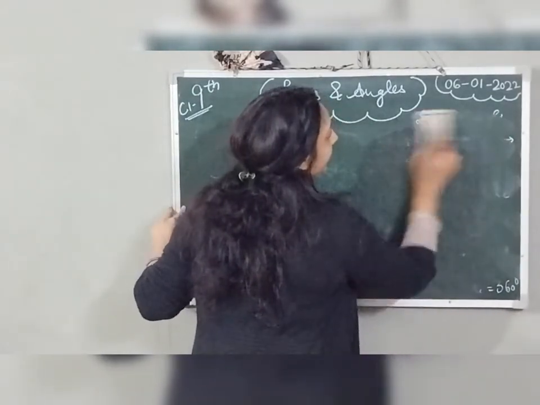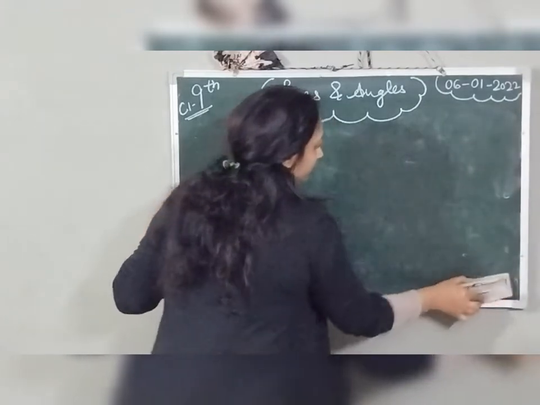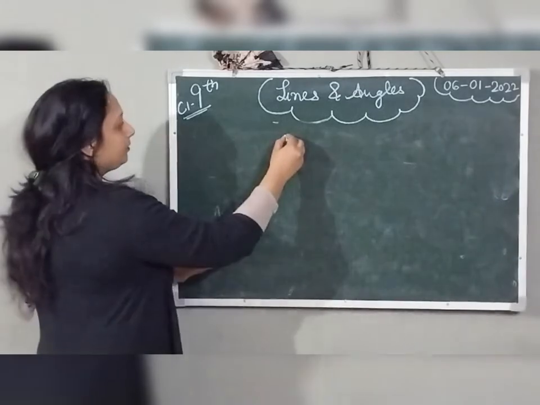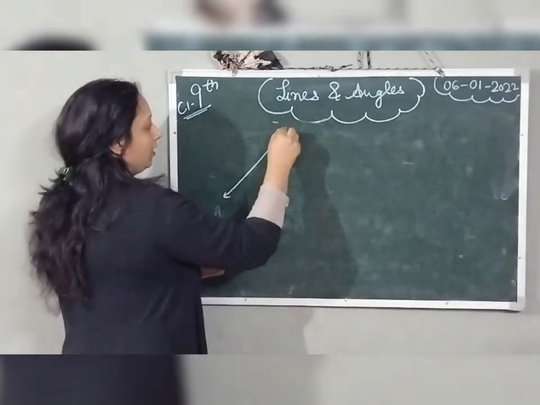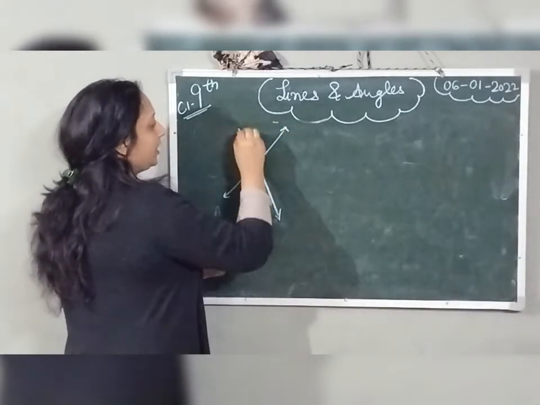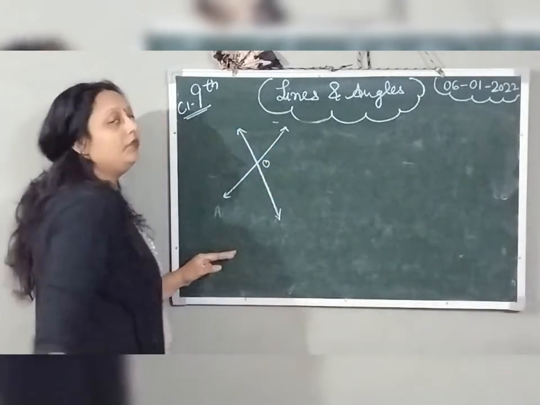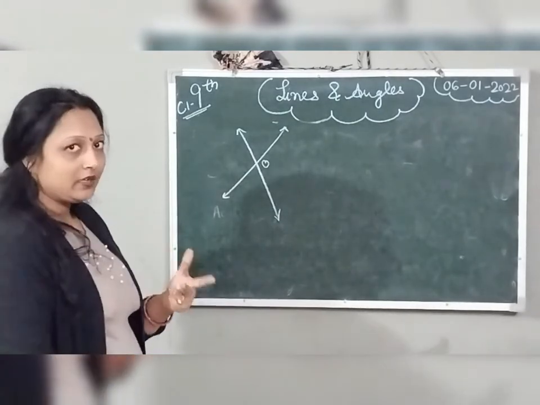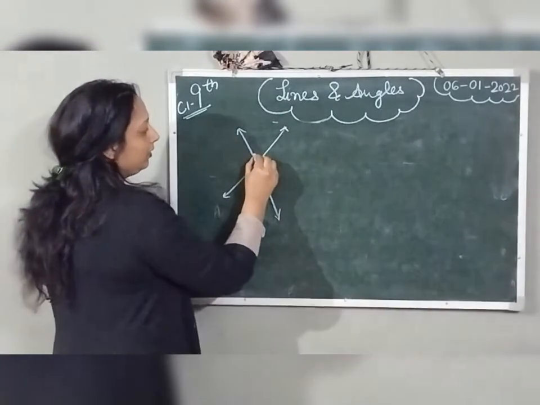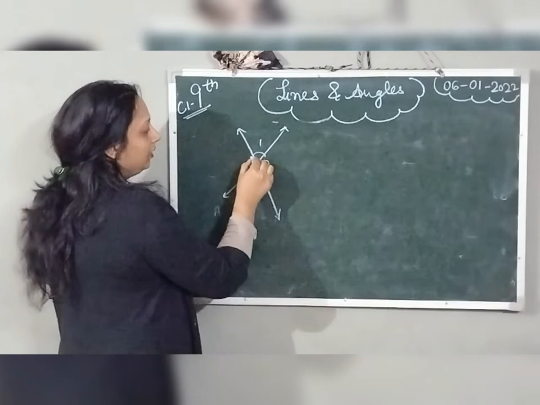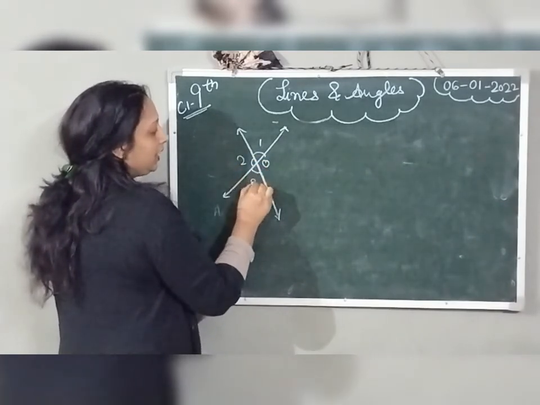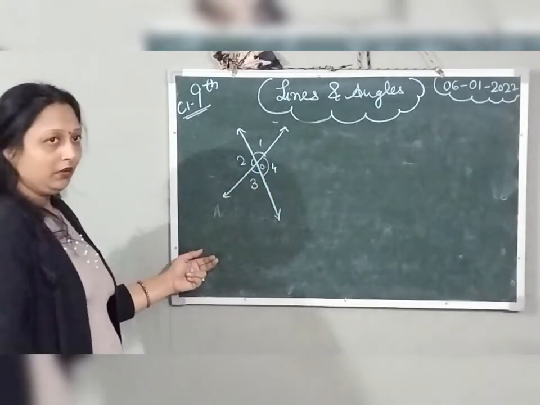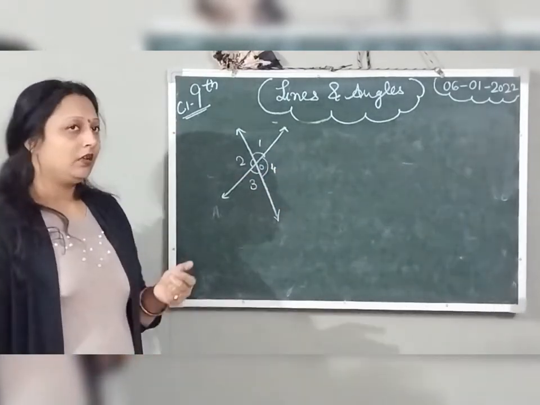I told you about the intersecting lines. When two lines intersect each other at a point O, then some angles are made. Here, angle 1, 2, 3, and you can say angle 4. So there are four angles.